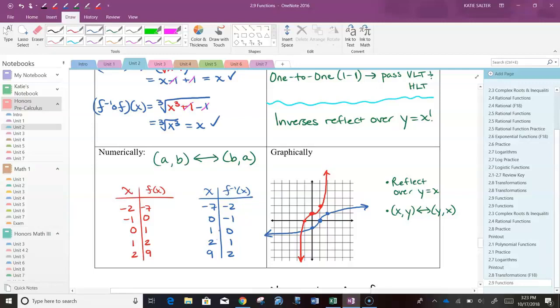Are they reflecting over the line y equals x? Could you use the definition and see which ones would undo each other when you did f of the inverse of f or the inverse of f of f? You should be able to look at this all ways. And then make sure you always graph the line y equals x and that your function reflects over that line y equals x.